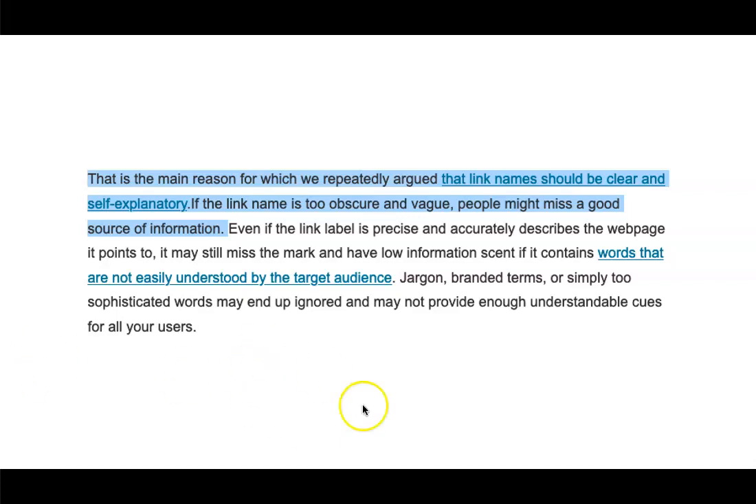So if I take this paragraph as an example, words that are not easily understood by the target audience, that's linking to a study that talks about, oh, here's what the problem is, and here's a research article we wrote about that. So what you want to do is make sure that the words that you're linking provide some value and help me make a judgment about whether I should click through on that.